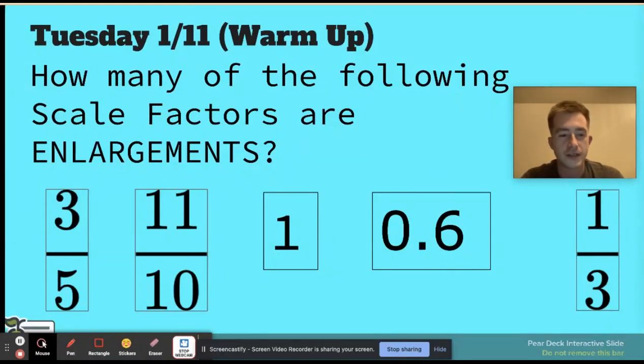We have five choices here. We have a lot of fractions. We have a decimal, we have an integer, okay? You can answer just with a number. If you think there's five enlargements in front of you, answer five. Anything from 1 to 5, because there's five different numbers, all right? Take 2 minutes on this. Once the 2 minutes are up, go ahead and continue to play the video, and we'll get into our lesson.